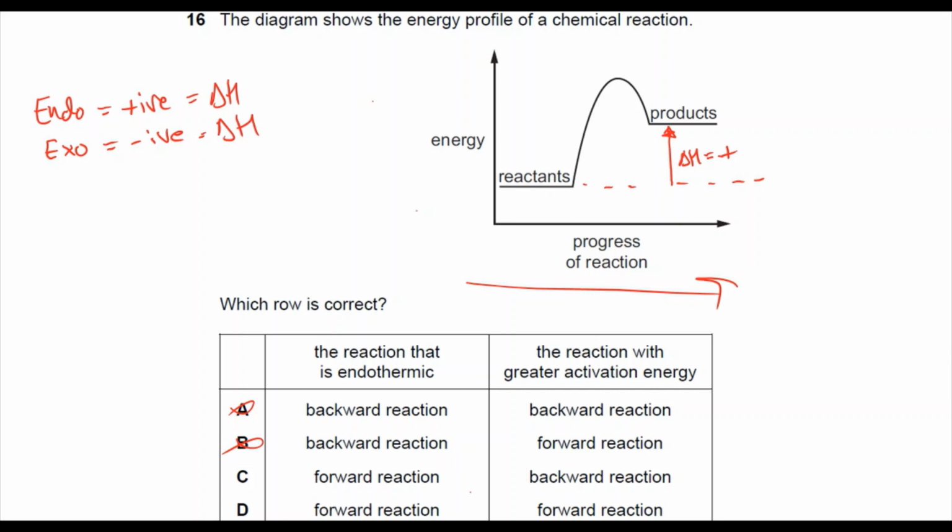The reaction with greater activation energy. Remember that the arrow for activation energy always goes from the reactants to the very peak of the graph. So this is the activation energy arrow. If these are the reactants, then the arrow is this long. If I was looking at the backward reaction, then these would have been the reactants. So which is taller, this or this one? Definitely this one. So the greater activation energy is for the forward reaction. So the answer is D. Okay, moving on.